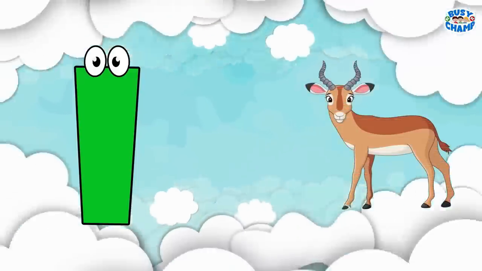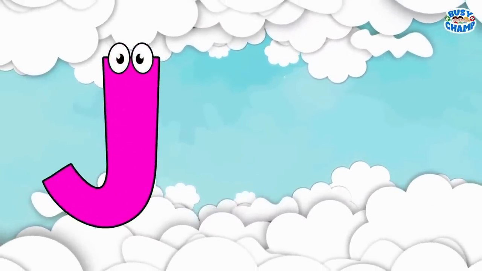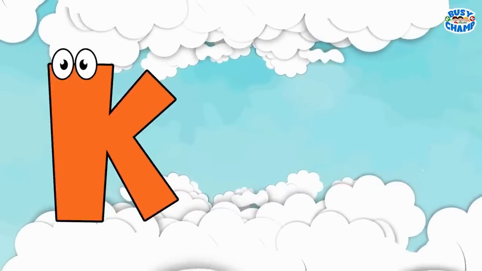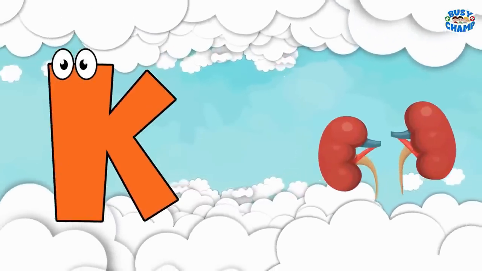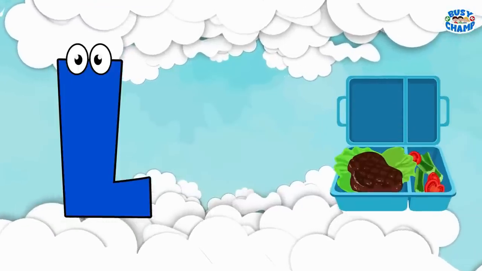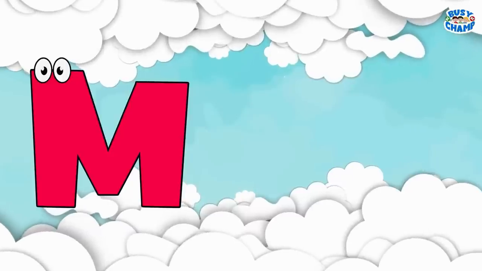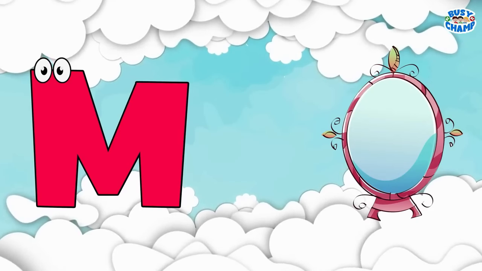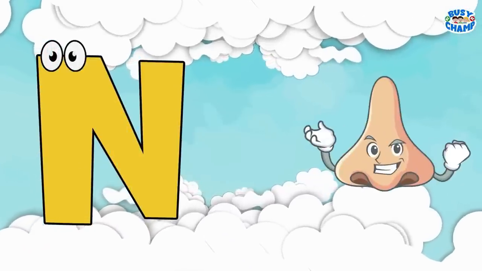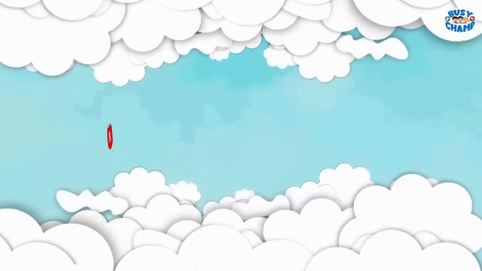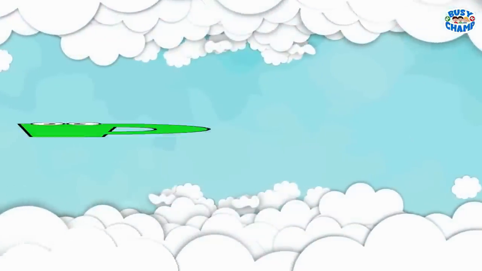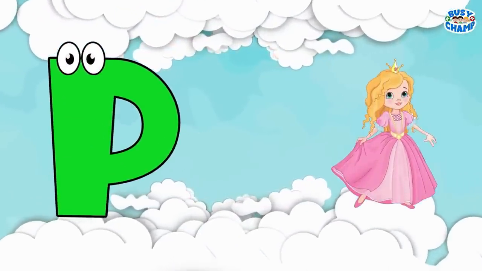I for impala. J, J for joker. K, K for kidney. L, L for lunchbox. M, M for mirror. N, N for nose. O, O for orange. P, P for princess.